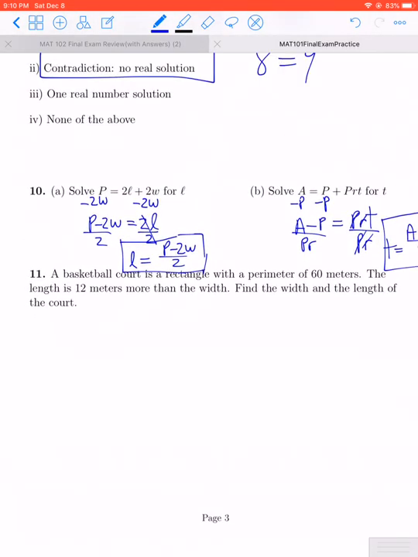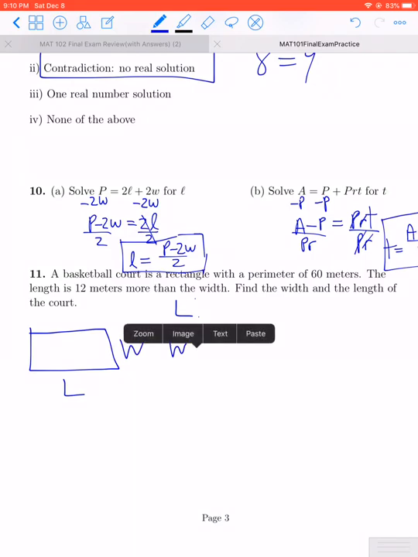In question number 11, it says a basketball court is a rectangle. So if you want to, you can draw a rough sketch on this. It has a certain length and a width. They say that the length is 12 more than the width. Your standard algebra trick would say, whatever everything is being compared to, let that be your variable. The length is 12 more than the width, so everything's being compared to the width. So call the width x. 12 more than the width would be 12 more than x, which would be x plus 12.